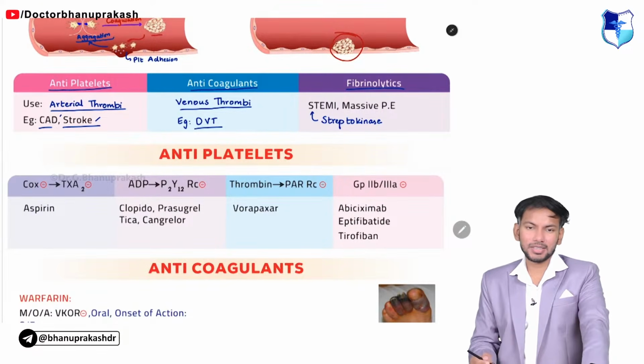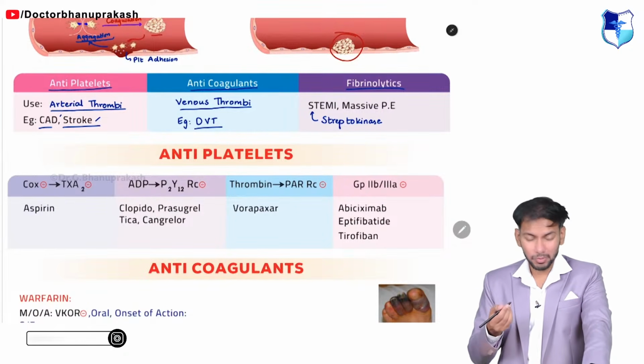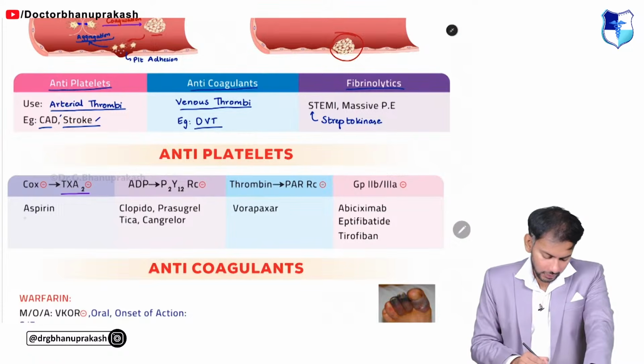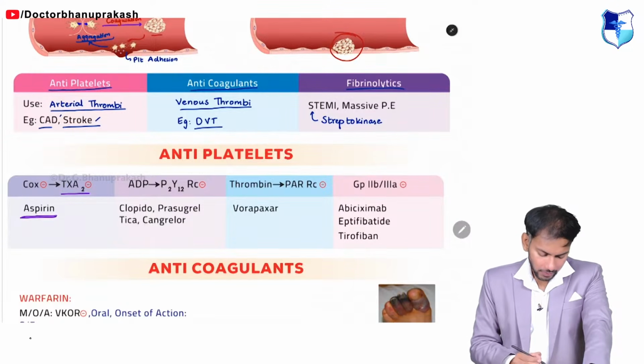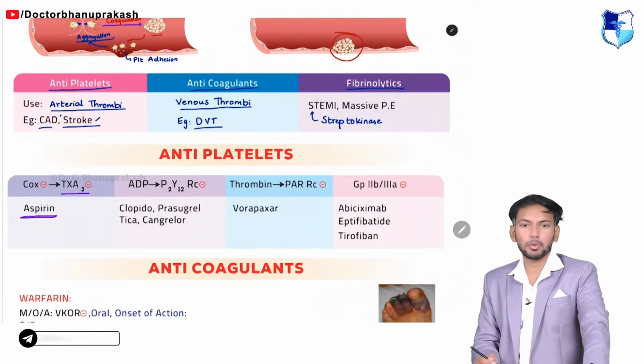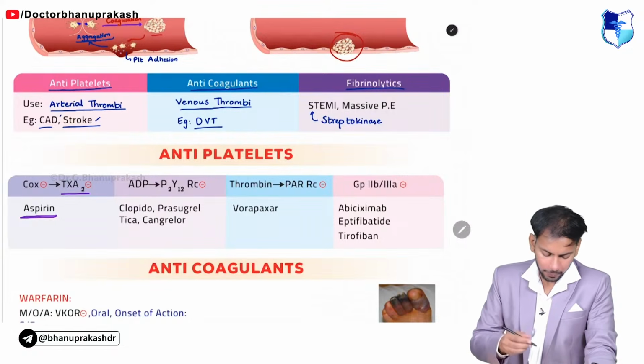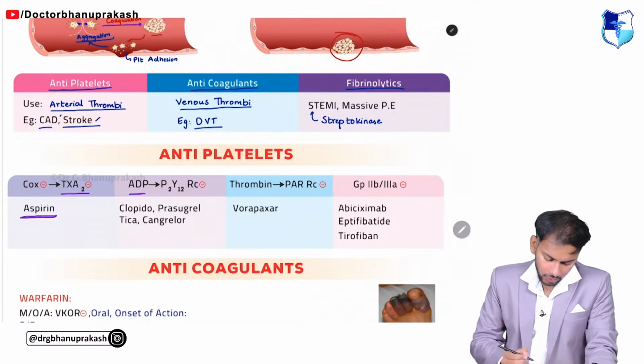The first class of drugs is COX inhibitors. COX inhibitors will block thromboxane A2. The drug is aspirin. We've already studied all about aspirin and autocoids. Now, coming to ADP blockers.